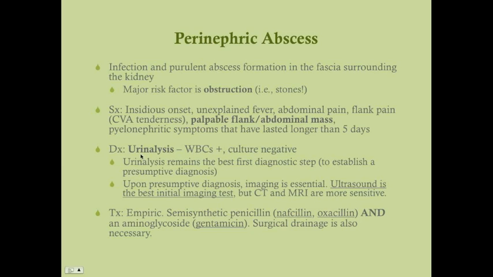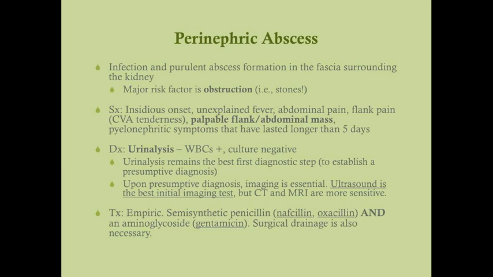Now, how do we diagnose this? We're going to start out the same way. So urinalysis is always going to show positive white blood cells, but generally these patients are going to be culture negative. So urinalysis remains the best first step. And what we're doing here is we're establishing a presumptive diagnosis. We're essentially using the urinalysis as a screen. So we think a patient might have a perinephric abscess. What do we do first?